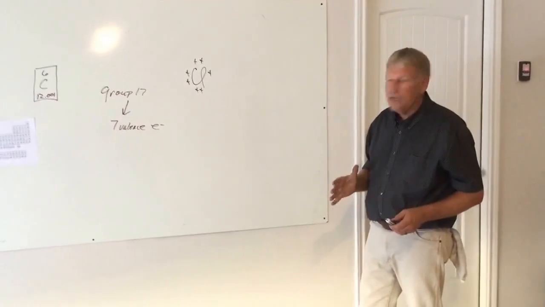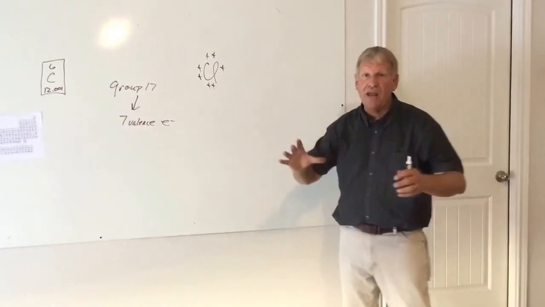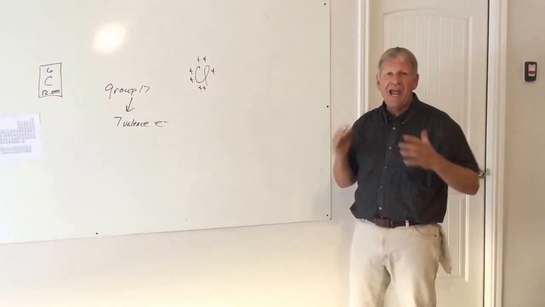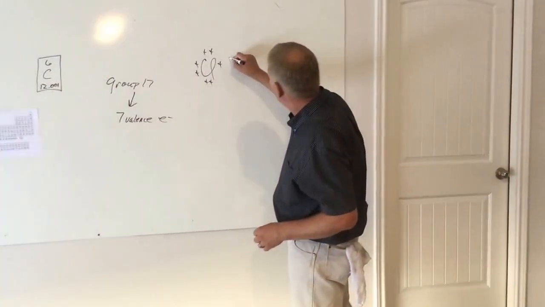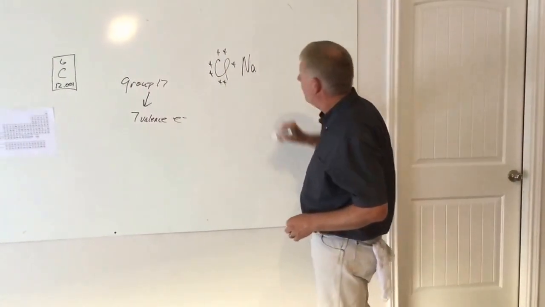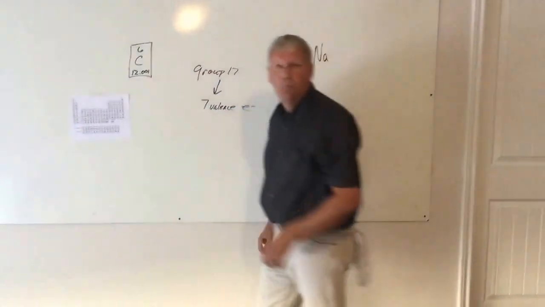Now what does this tell me? This tells me that there's one spot left that it wants to be stable. Remember at the very beginning we said everything wants to be stable. So now let's put this together here, and let's put a sodium right here. We come over and we find sodium. Well, sodium's in group 1.